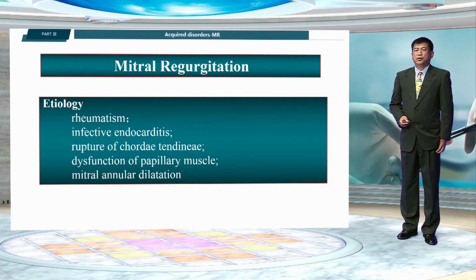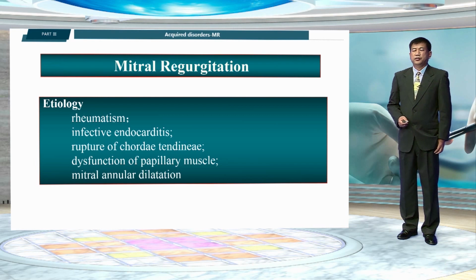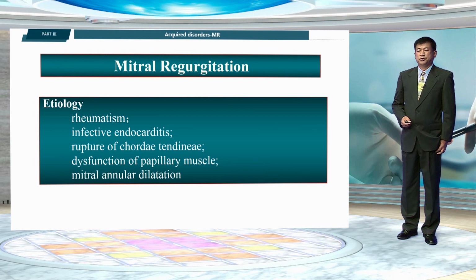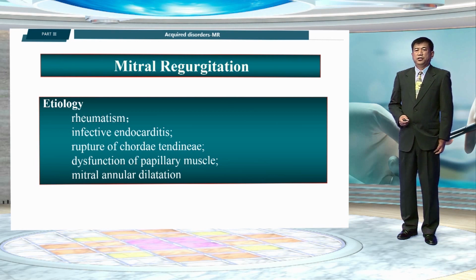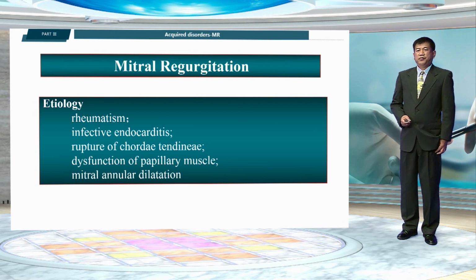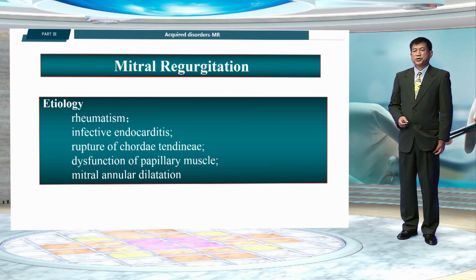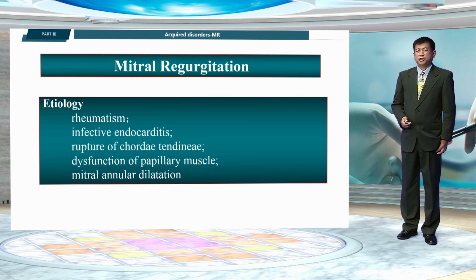Now, we are going to say a few words about mitral regurgitation. This disease is a little bit more complicated than mitral stenosis. The etiology is also different. Except for rheumatism, infective endocarditis, rupture of chordae tendineae, dysfunction of a papillary muscle, or even mitral annulus dilatation will cause mitral regurgitation.